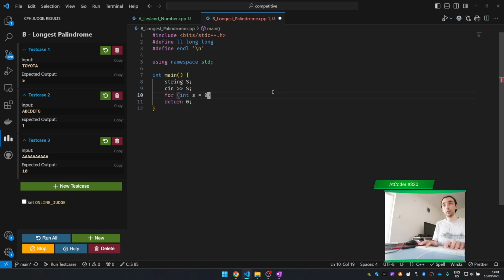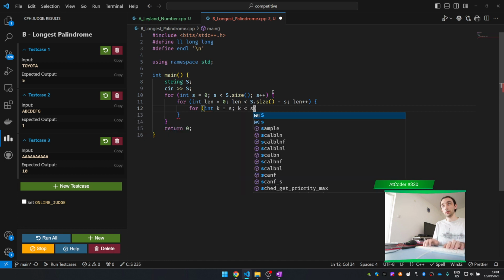Then this is like a starting position. Where is this starting position? So the starting position goes up to s.size. Then there is this length. So the length of the palindrome is up to s.size minus s. And then we iterate from the starting position to the starting plus length position, divided by 2. Of course, I don't need the whole length.